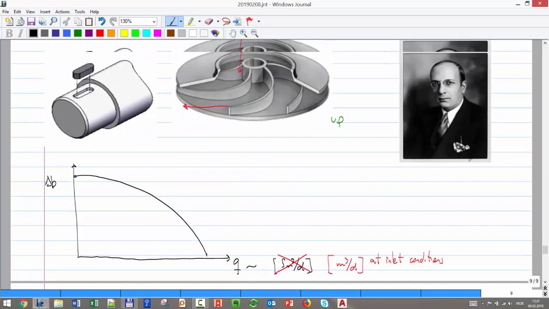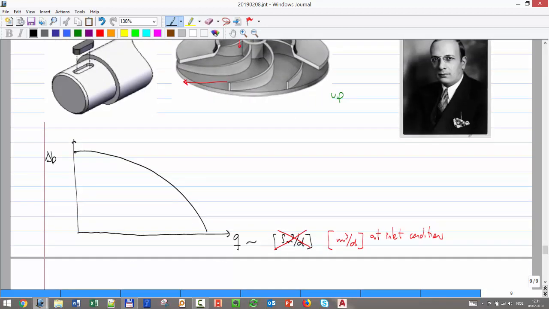So be careful. This plot is local. This is local conditions, and that tells you that the power of the pump is basically the energy that it is delivering, and that's delta P times Q divided by the hydraulic efficiency.